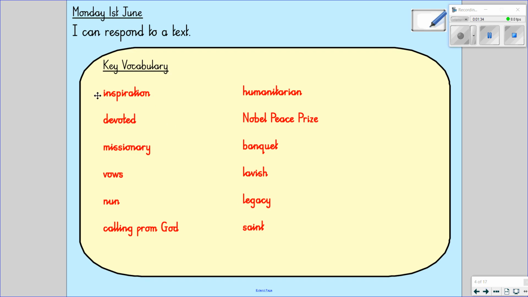Lots and lots of key vocabulary here. Inspiration, devoted, missionary, vows, nun, calling from God, humanitarian, Nobel Peace Prize, banquet, lavish, legacy and saint. If you want to pause the video for a moment and have a think about that vocabulary, if you have a whiteboard at home, you can write down some definitions there or in your notebook or in a pad. So have a think, what do those words mean? When you're ready, start the video again.